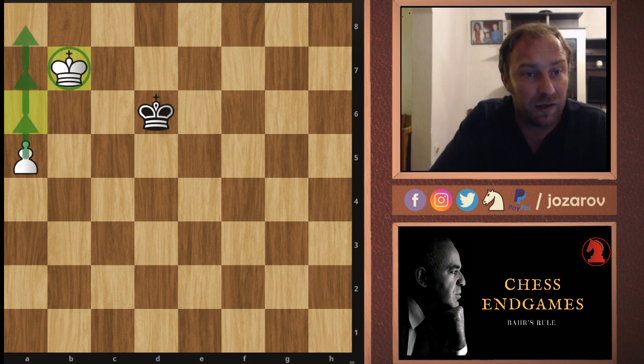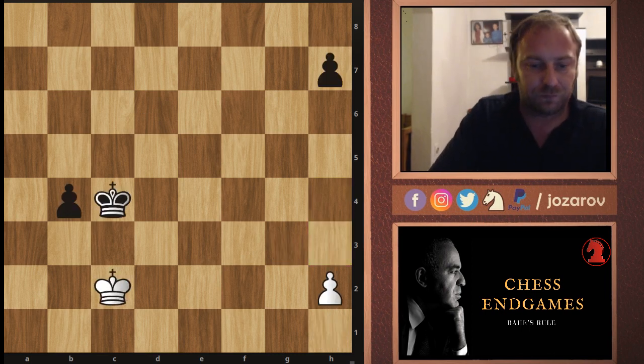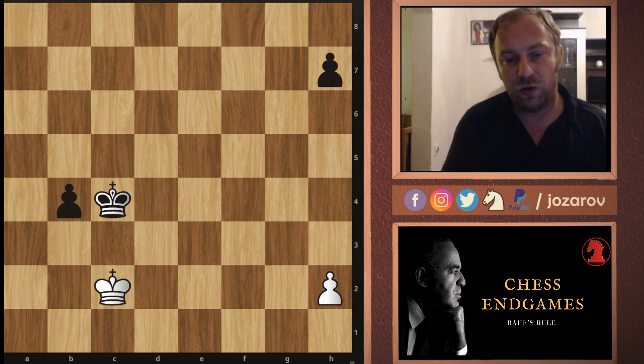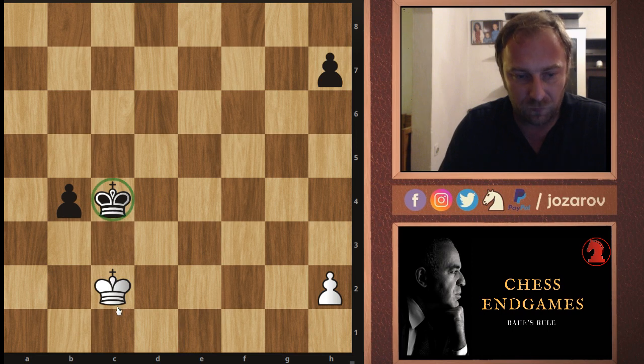So, let's see now this possible endgame. Let's go back. Here you see white is down material. So in order to make use of Bahr's rule, we should first, as I said, make our first idea to place the pawn on the fourth or fifth rank, because we already have the confrontation. And let's see the possible continuation.